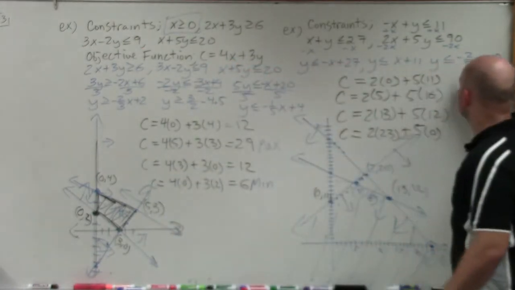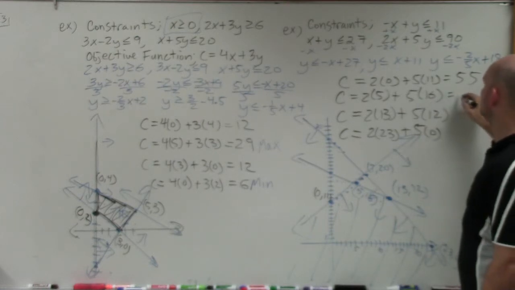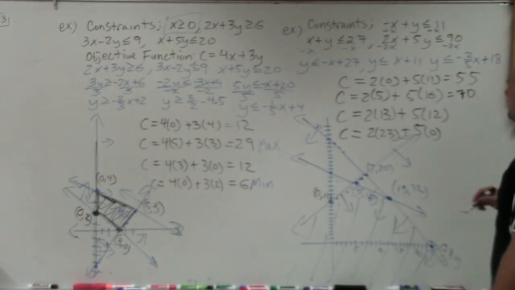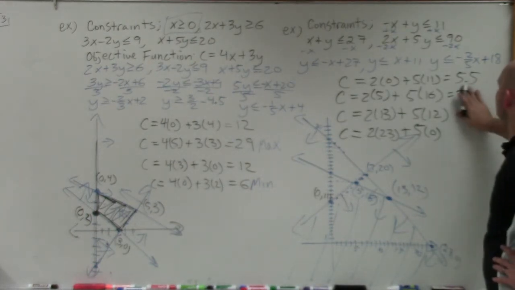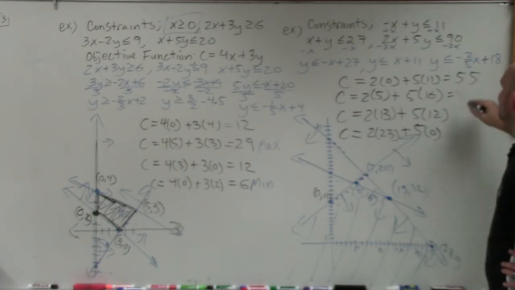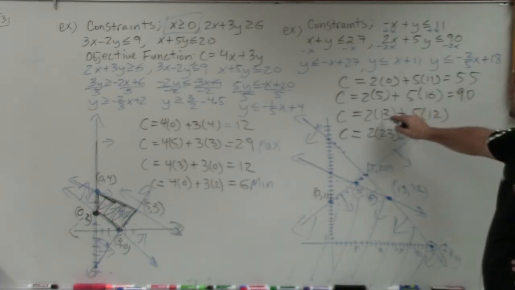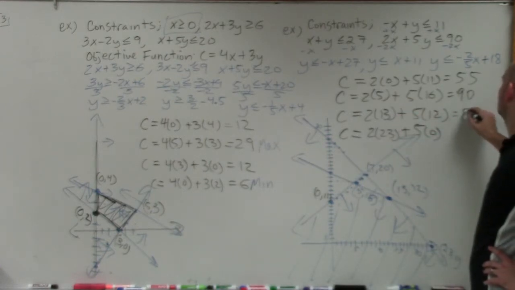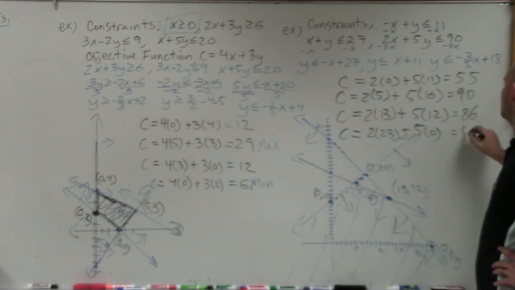So we do 0 times 5. That's going to be 55. That's going to be 60 plus 2 is 70. Here, that's going to be 26, 5, so that's 60. Wait a minute, that's not 60. That's 50, that's 80. That's going to be 90. This one, that's 60, plus 26 is going to be 86. And this one is going to be 46.